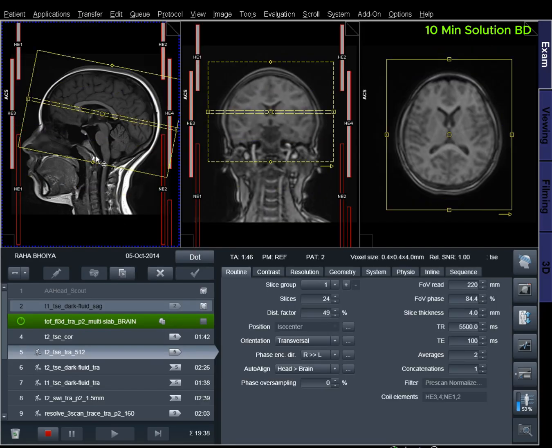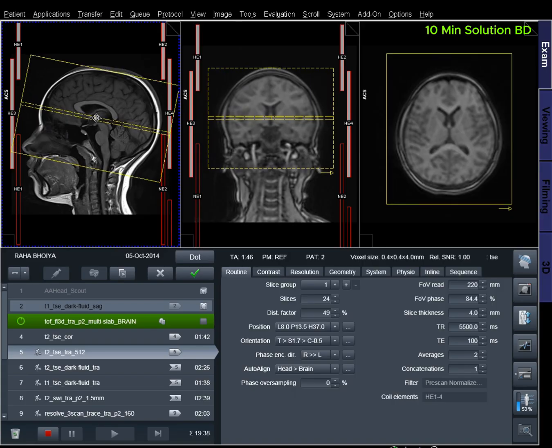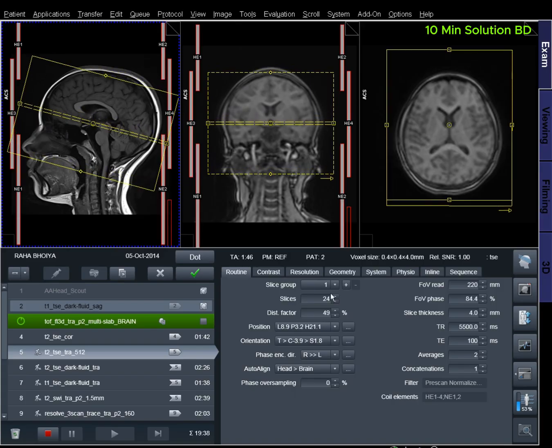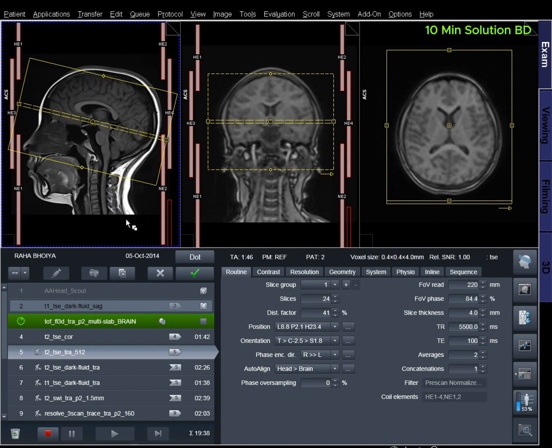T2 TSE axial. Plan the axial slices on the sagittal plane and position the block parallel to the genu and splenium of the corpus callosum. Verify the planning block in the other two planes and ensure that an appropriate angle is maintained in the coronal plane, making it perpendicular to the line of the midline of the brain and the fourth ventricle.